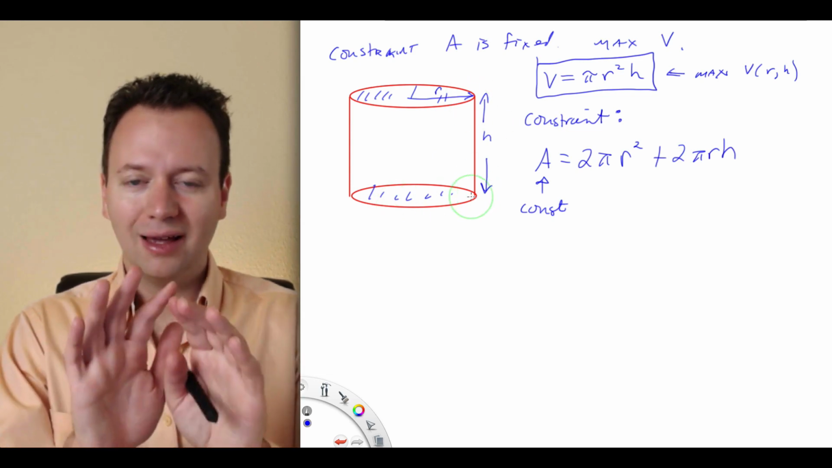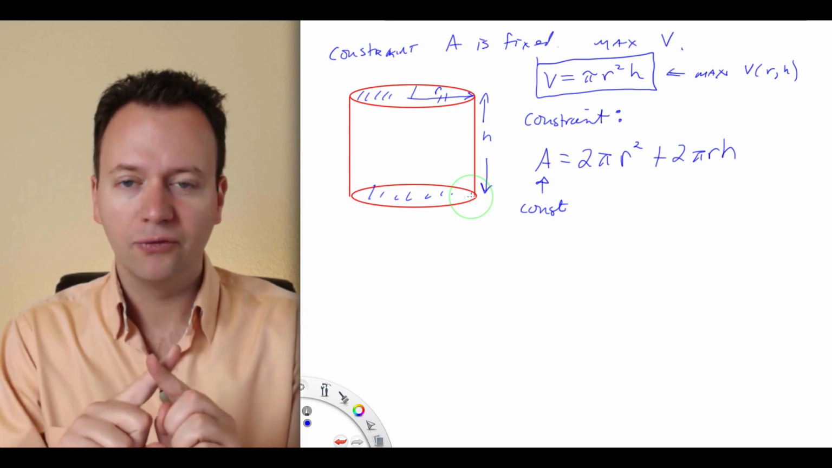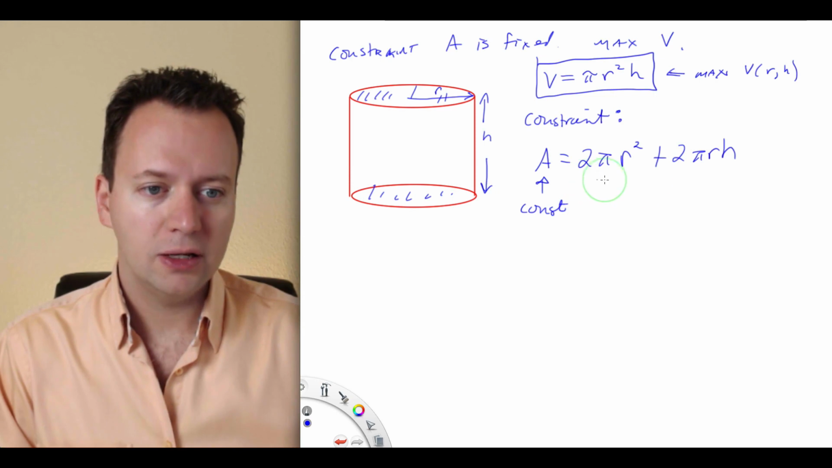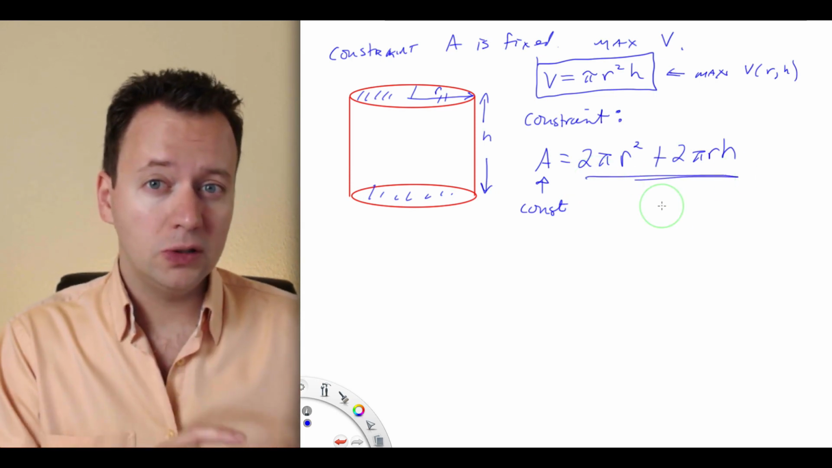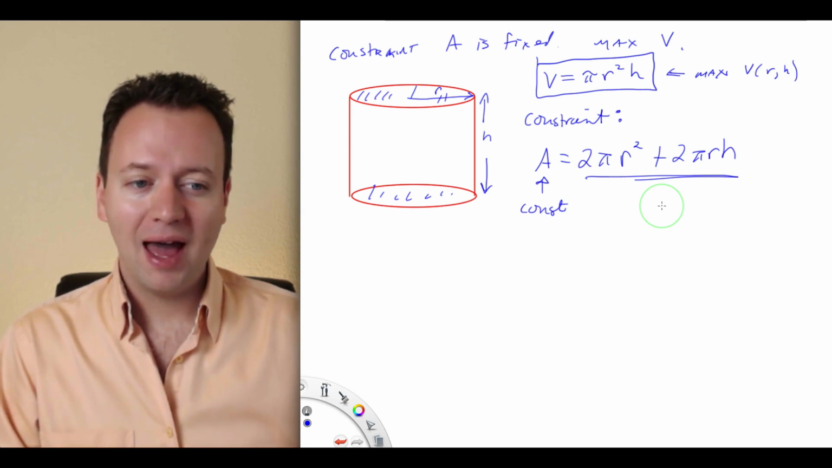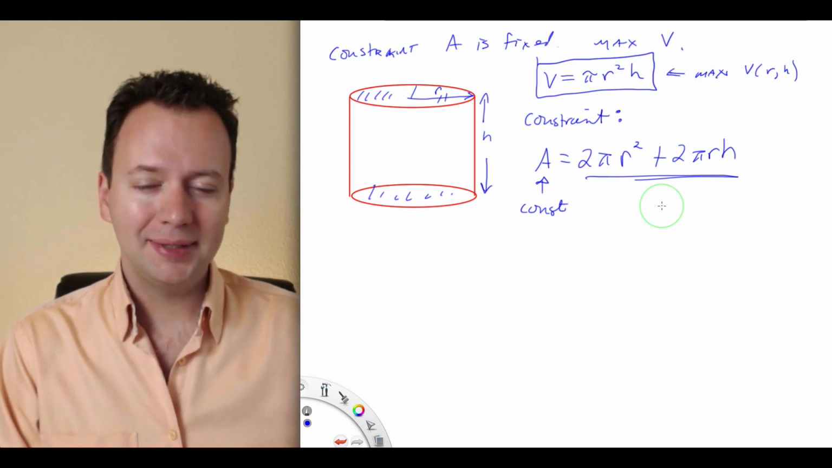So just think of it like a rectangular strip of paper, then fold it around. It's just going to be the circumference of the circle times the height. So this is our constraint equation. Now with these sorts of optimization problems, we want to use the constraint to eliminate one of the variables. Now we have a choice. Do we eliminate r or do we eliminate h?